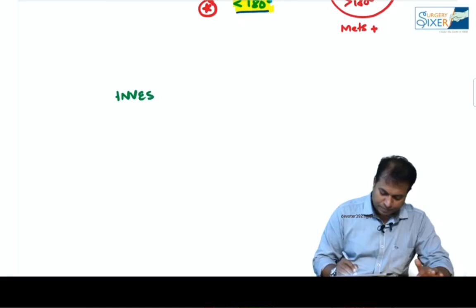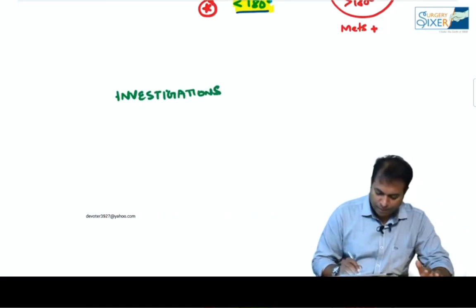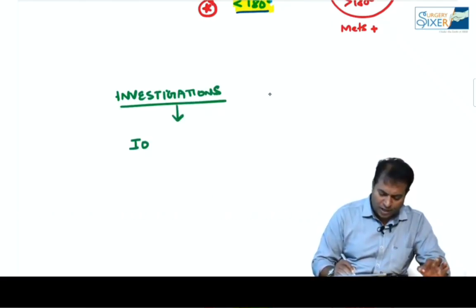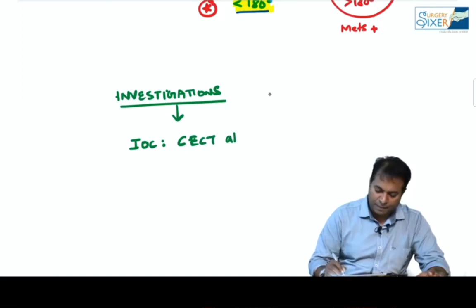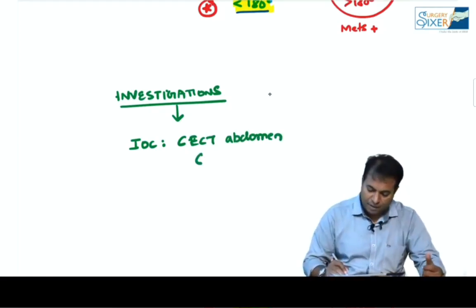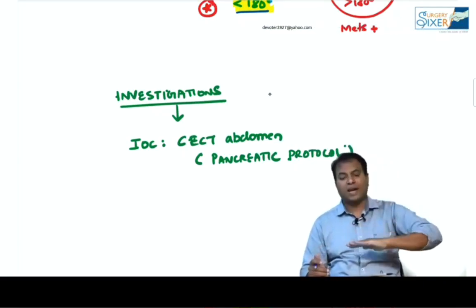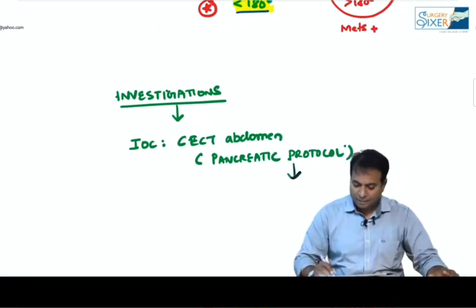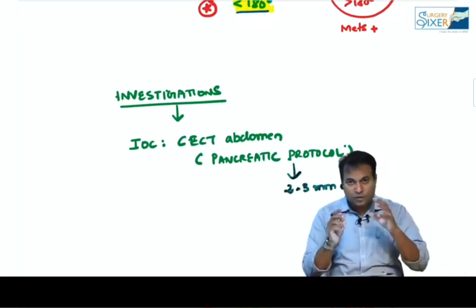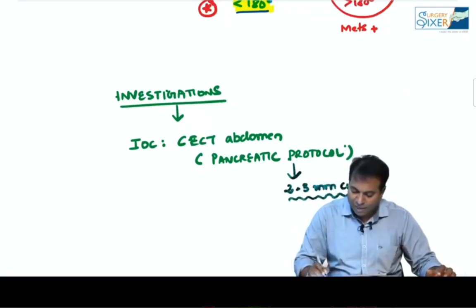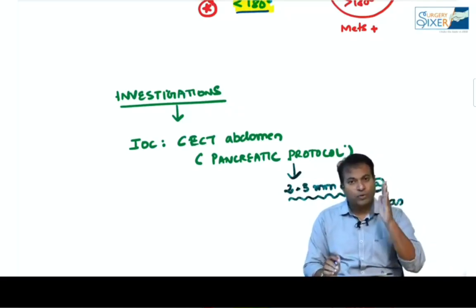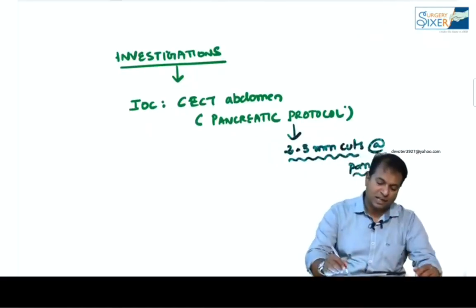Okay, now coming to the national board focus area, investigations. Investigations of pancreatic cancer are the following. What is the investigation of choice for pancreatic cancer? It is CECT abdomen, contrast enhanced CT abdomen, which is pancreatic protocol CT. What is this pancreatic protocol CT? Usually in a contrast enhanced CT scan, the cut is made at every 5 mm. In pancreatic protocol CT, near the pancreas, the cut should be made at 2 to 3 mm, so that any small lesion, infiltration to surrounding vessels, everything can be detected. Normally we do a 5 mm cut; here you do a 2 to 3 mm cut. That is the investigation of choice for pancreatic cancers.